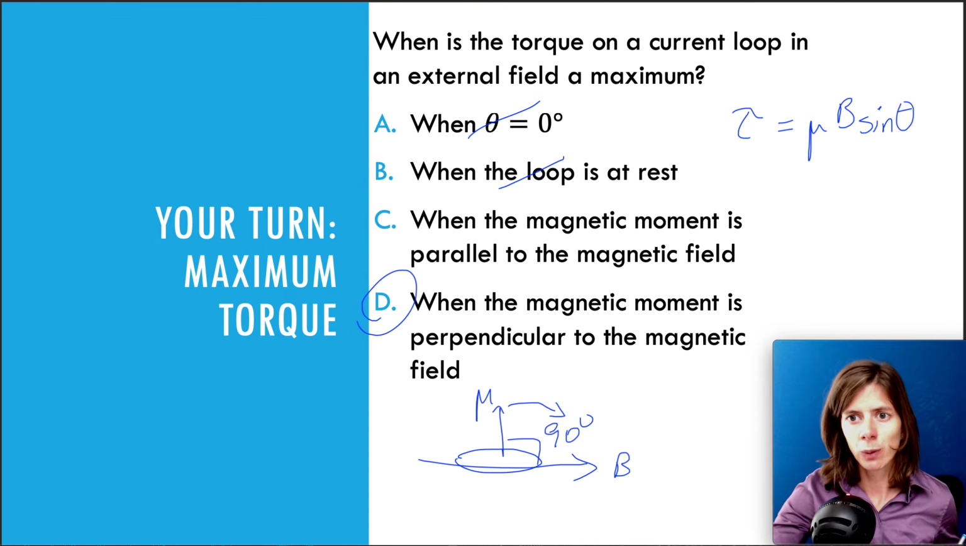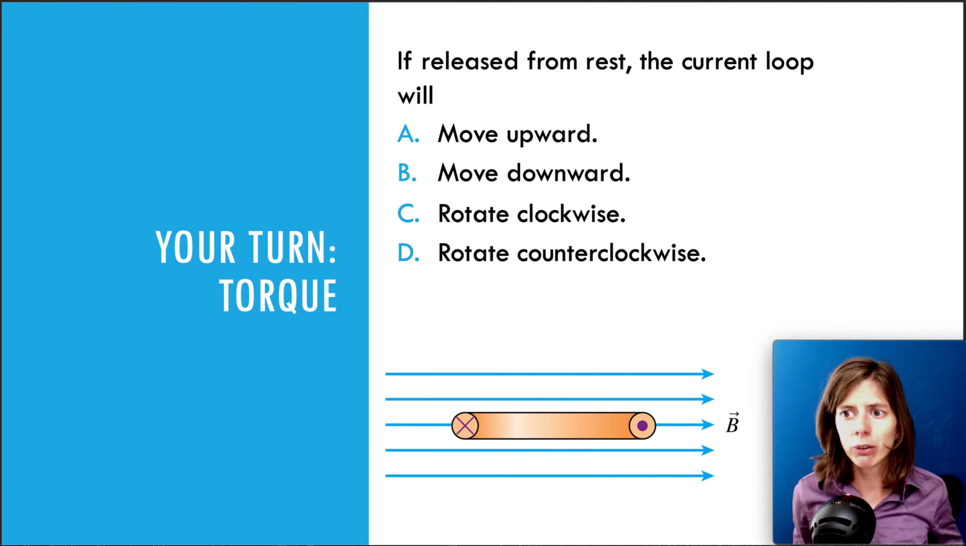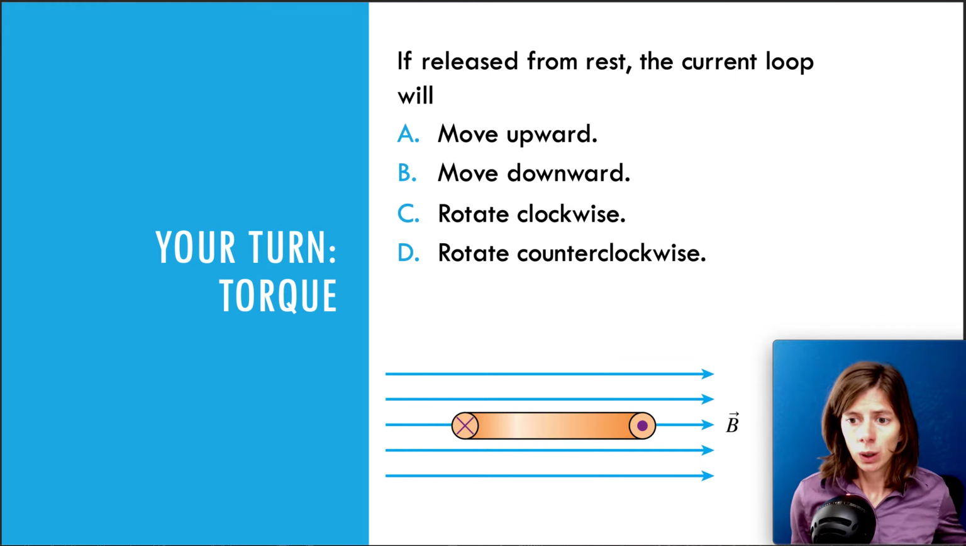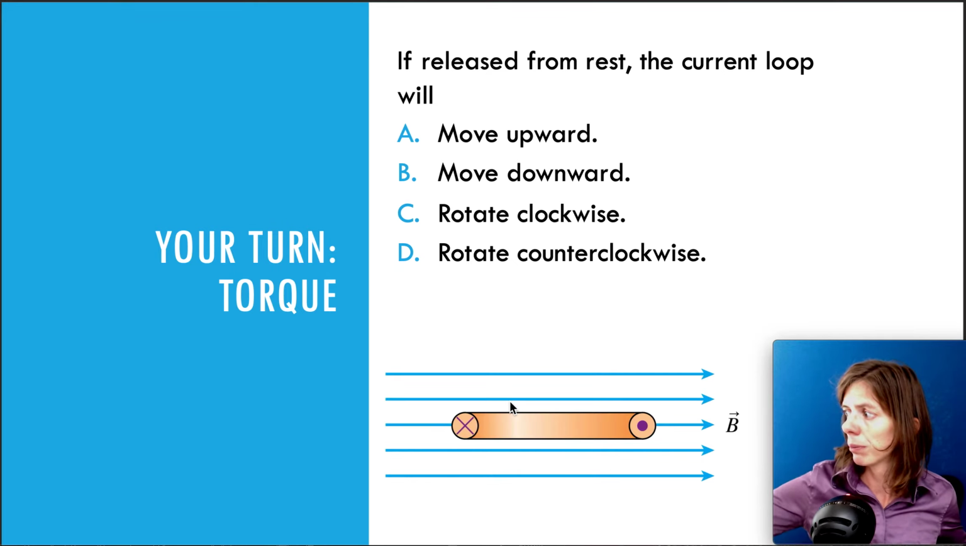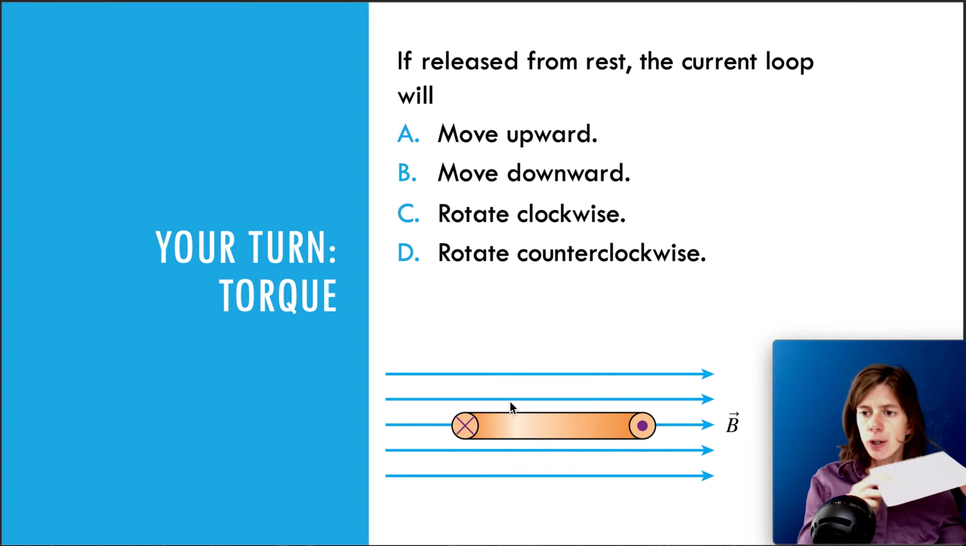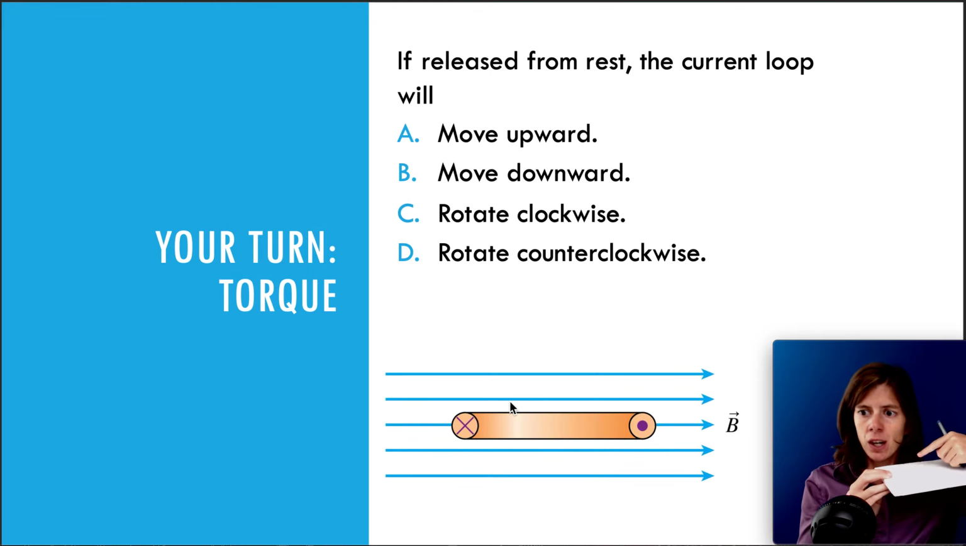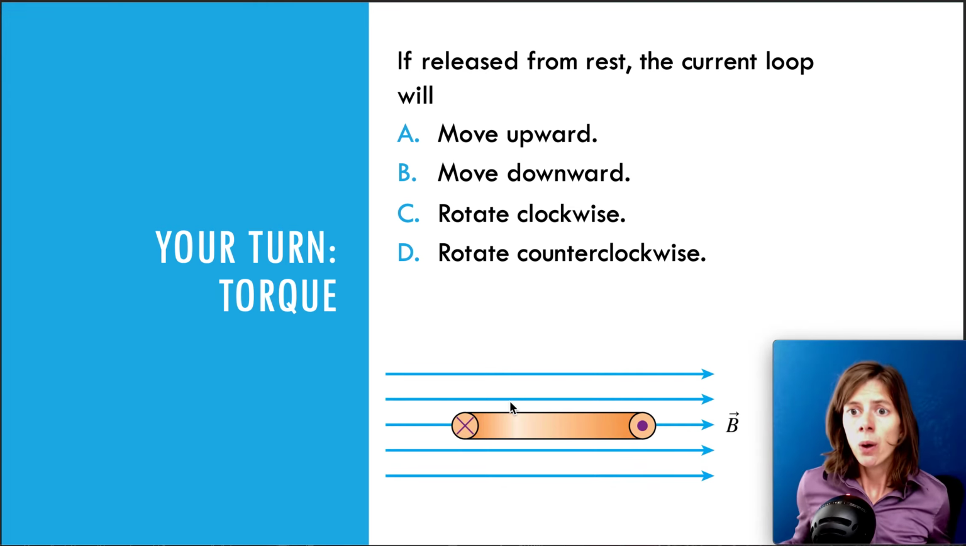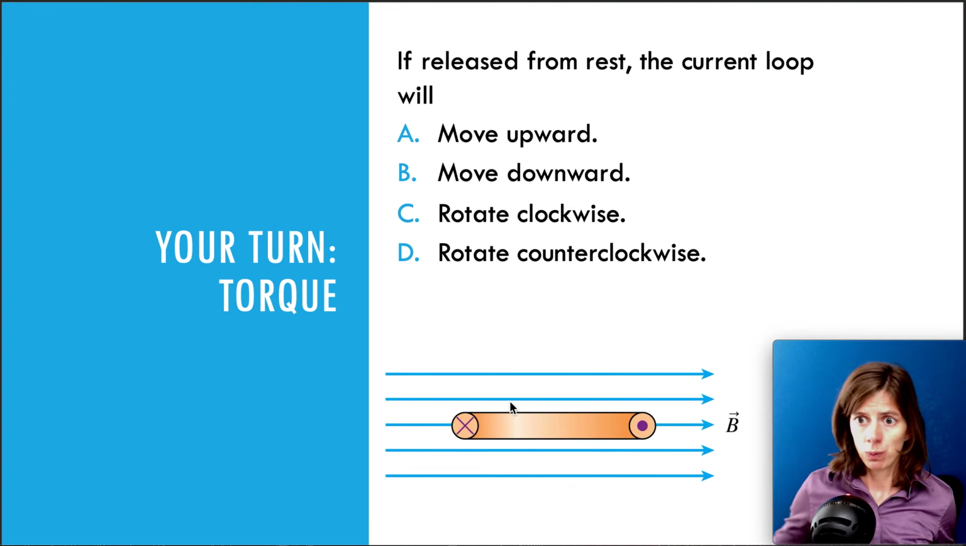Let's look at one more question. If released from rest, the current loop will do what? So we have a current loop here, and we're seeing a cross-section through this current loop. So the current loop is horizontal. So it's a horizontal loop. I have that square loop here. It's not circular, but it's horizontal, and you're seeing a slice through that loop. What's it going to do?